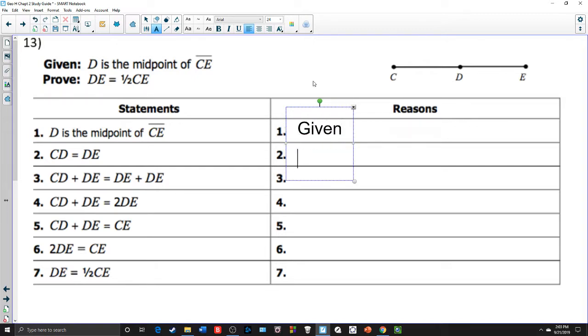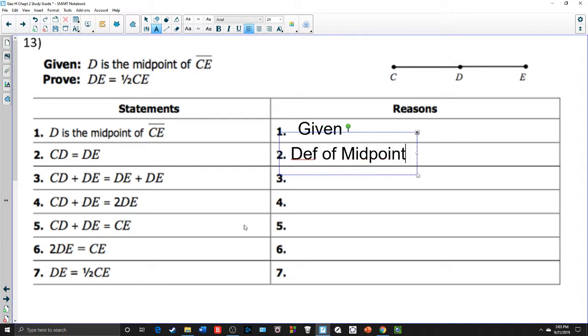So our second statement, let me do this just in case it goes out of whack. They say CD is equal to DE. CD is equal to DE. Well, that would be by definition of a midpoint, because it tells us that D is the midpoint of CE, so D is in the center right there. And if D is the midpoint, that means, by definition, it cuts it in half. Therefore, the first half, CD, has to be equal to the last half, DE. This would be by definition of midpoint.